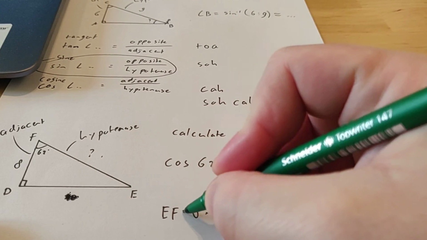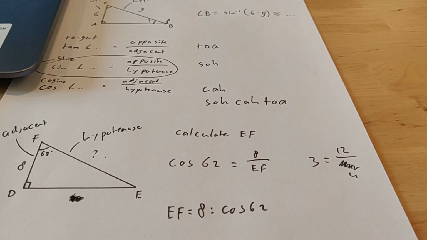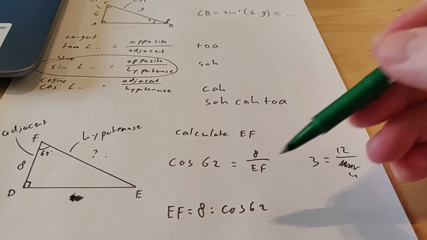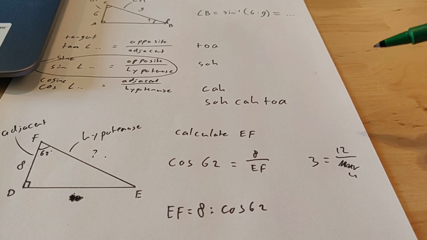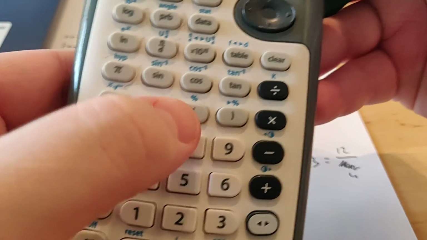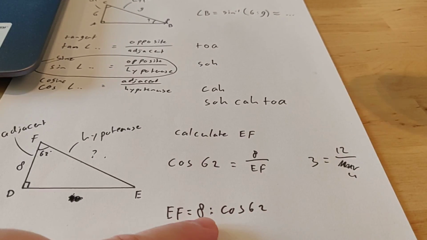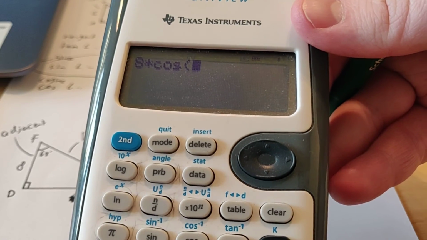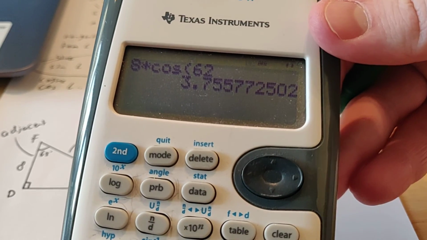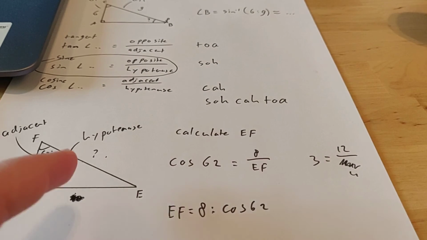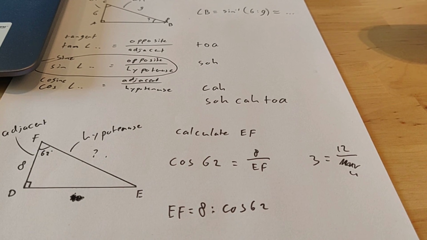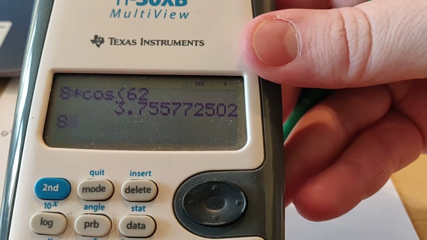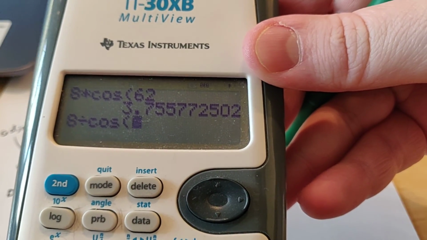And then that's EF. You can always check if your answer makes sense, because the hypotenuse needs to be the biggest side of the triangle. So if you type it in wrong, and let's say I make a mistake and I do 8 times the cosine of 62, then the answer says 3.8 rounded off. Well, then you know it's wrong, because the hypotenuse needs to be the biggest side, right? So it doesn't make any sense if I do times. So I need to do 8 divided by the cosine of 62.